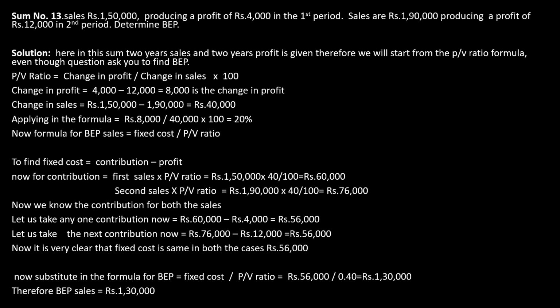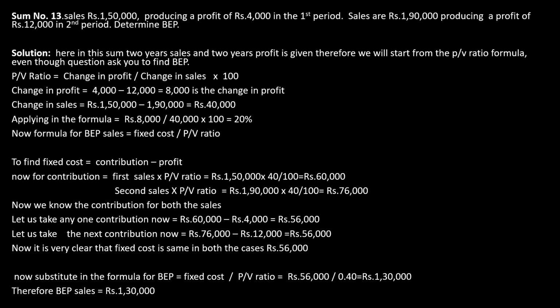Determine BEP. So the problem clearly says there are two sales and there are two profits, which means there are sales for the first period and sales for the second period, and there are profits for the first period and the second period given there clearly. Now once you are given two profits and two sales, even though we are supposed to find BEP, we are going to find PV ratio first, not BEP. To find BEP, we need PV ratio first of all. So the data given here helps us to find the PV ratio first.